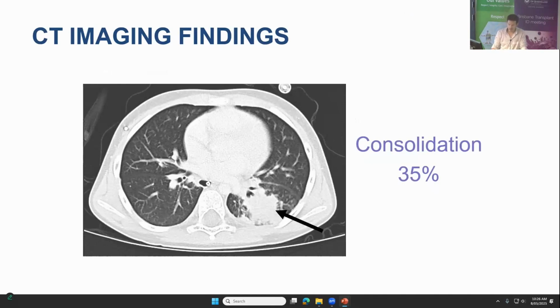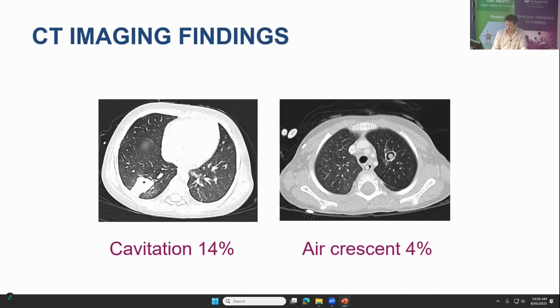Segmental or wedge-shaped consolidation, which is again one of the EORTC criteria, was present in just over a third. And the more classic signs of primary aspergillosis, particularly cavitation and air crescent sign, were actually relatively rare, again consistent with the previous literature.